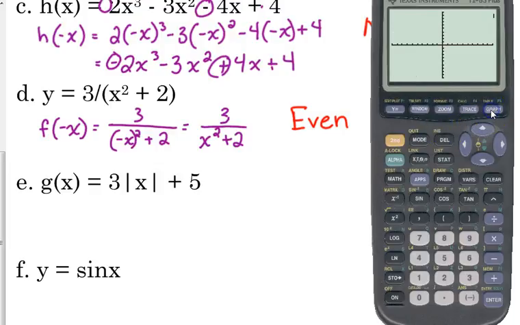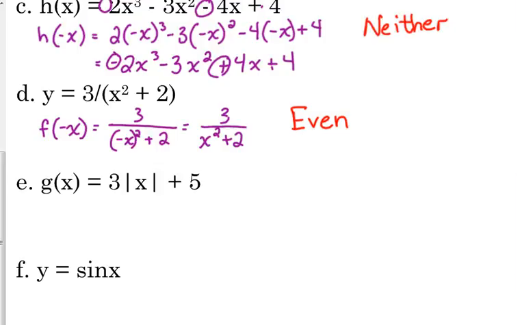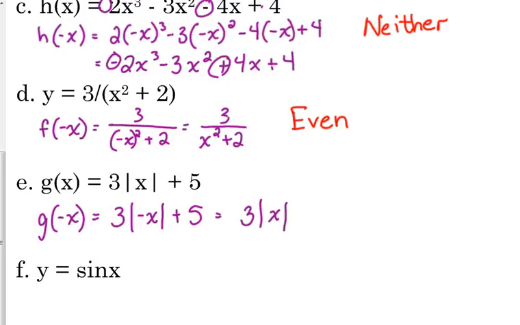And then let's look at the graph. It looks even because it looks symmetric. And look at the table. Opposite x have the same y values. Let's think about this. If we plugged in negative x, what is the absolute value doing to a number? It's the distance from 0. Okay, so the absolute value of a negative number is just the positive number because you're just talking about the distance from 0. So the absolute value of negative x is the same thing as the absolute value of positive x.